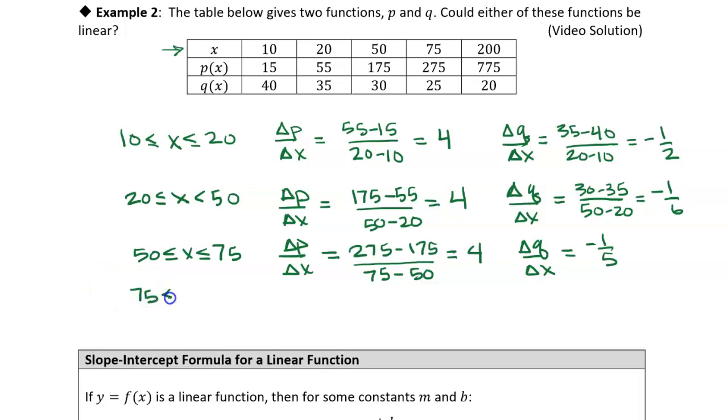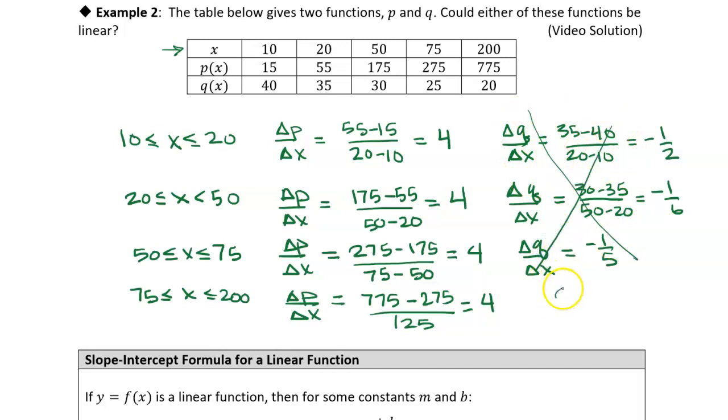Look at the interval from 75 to 200. Delta p over delta x: we have 775 minus 275, a difference of 500, over 125. That's also 4 when you put it in your calculator. I'm not even going to bother with q of x, because we already know q of x is not linear. Q of x is not linear because it does not have a constant rate of change. But p of x appears to be linear. It is linear.